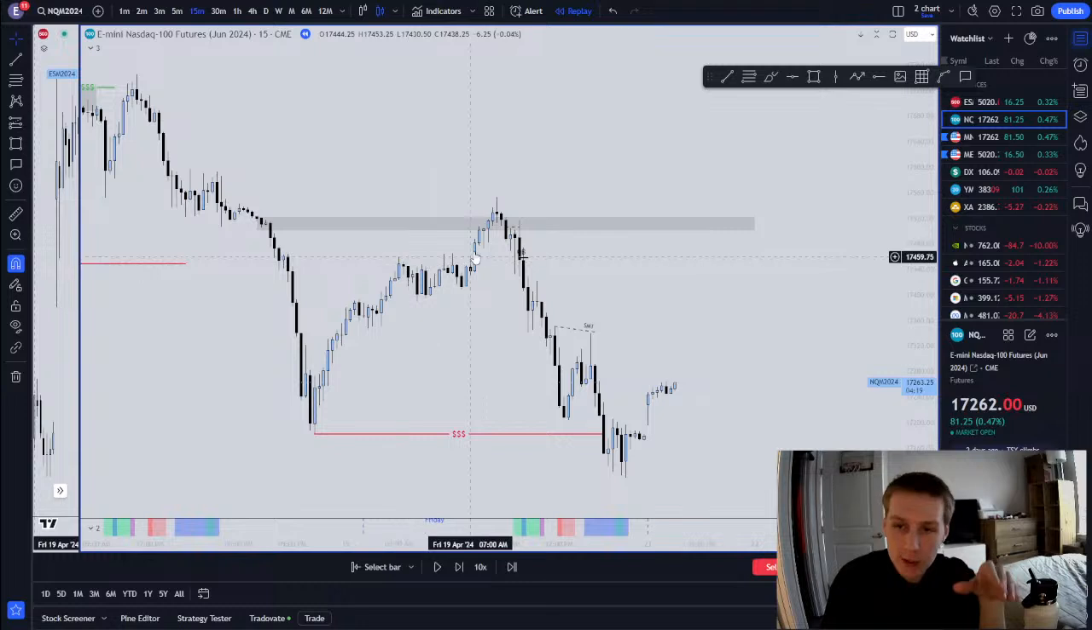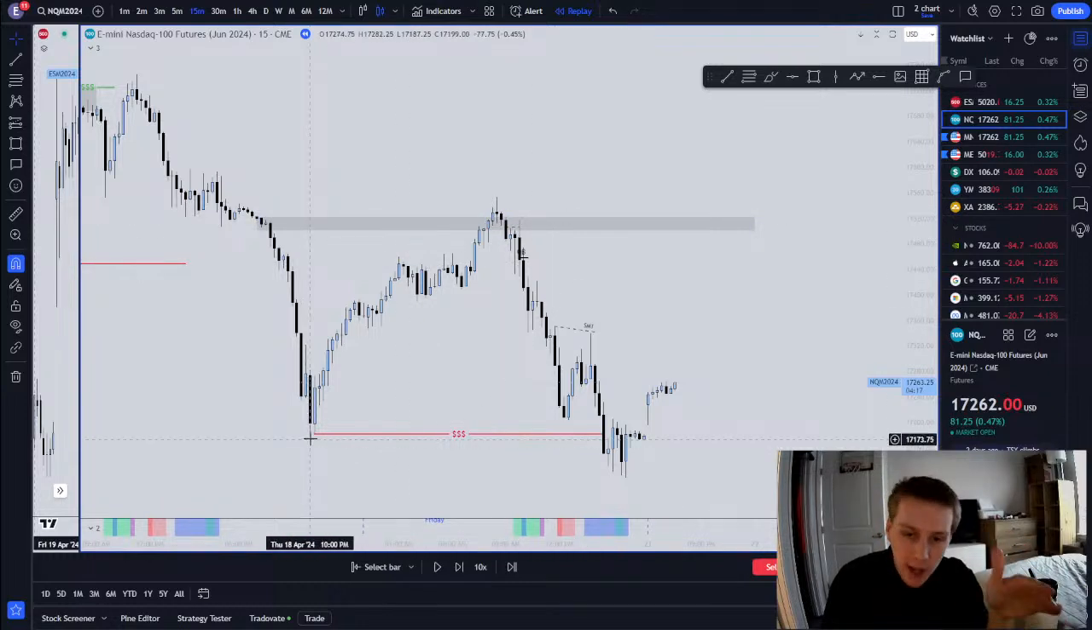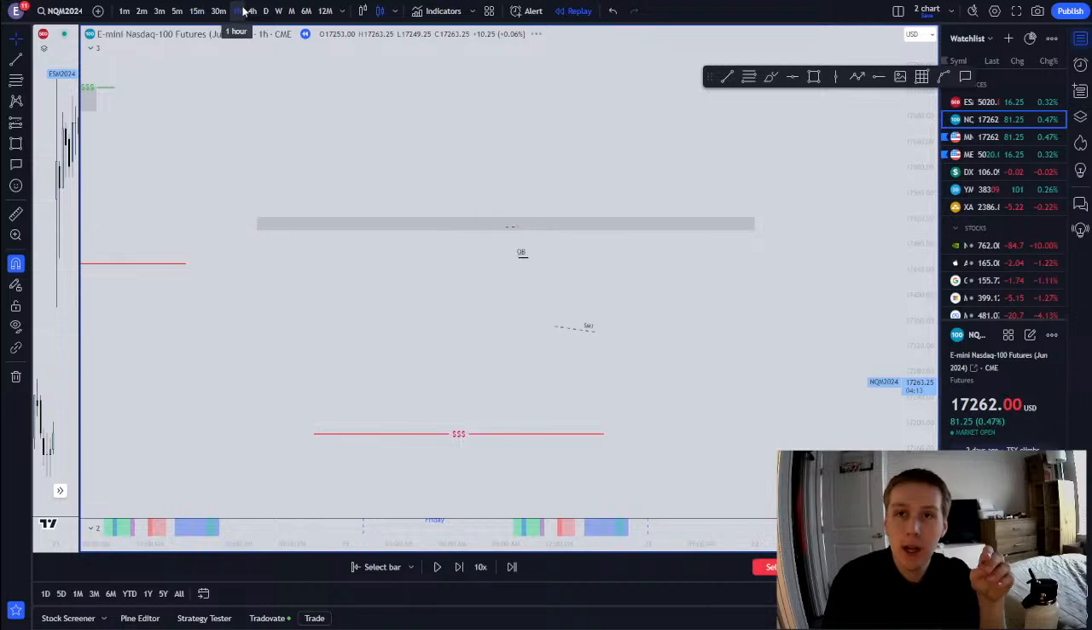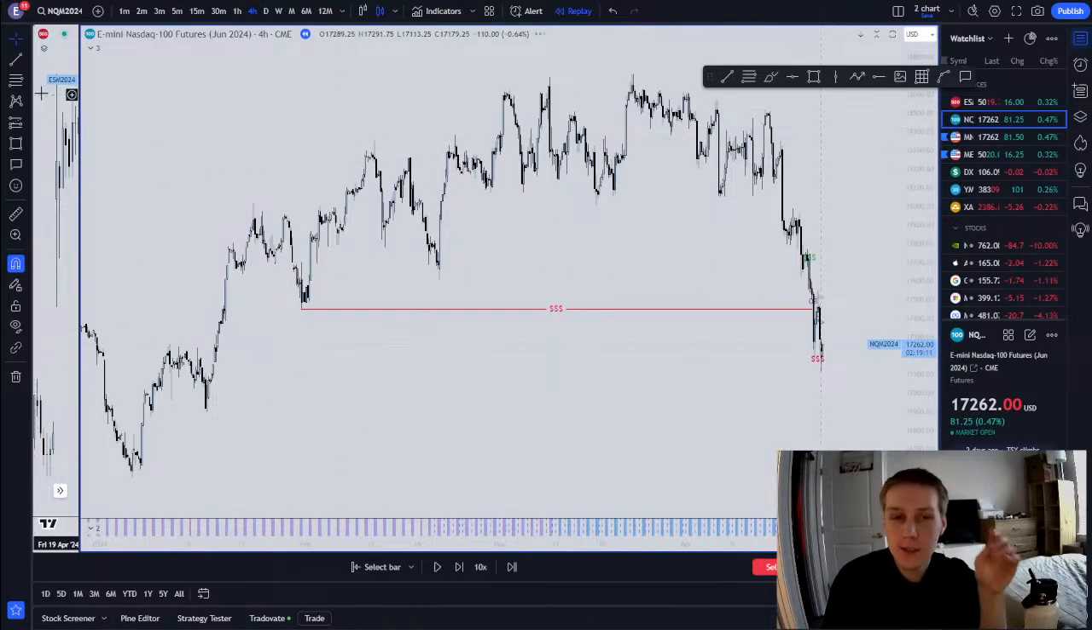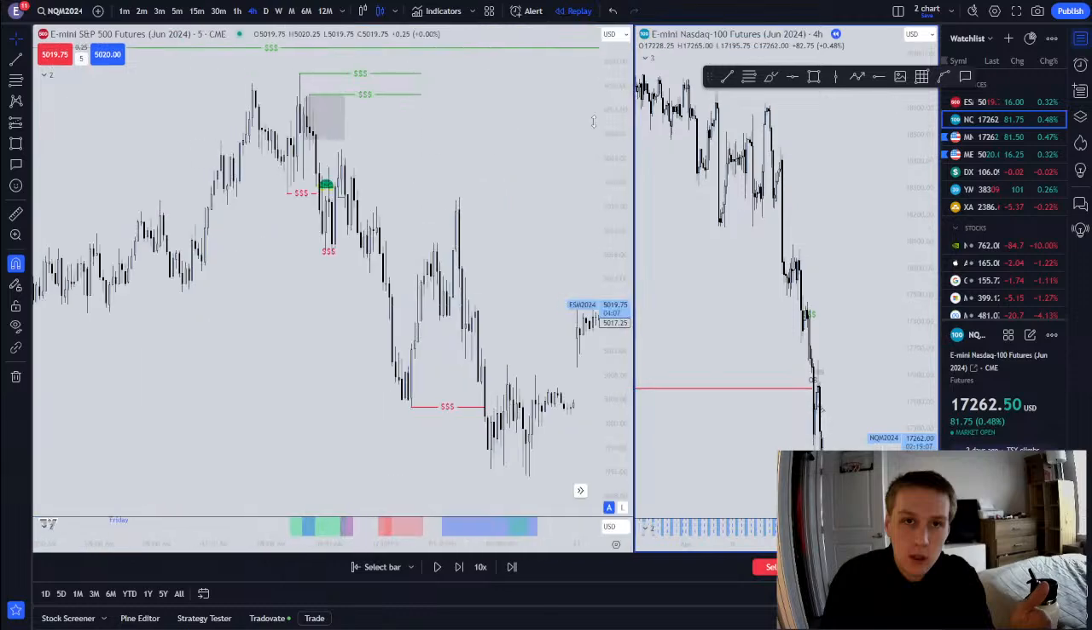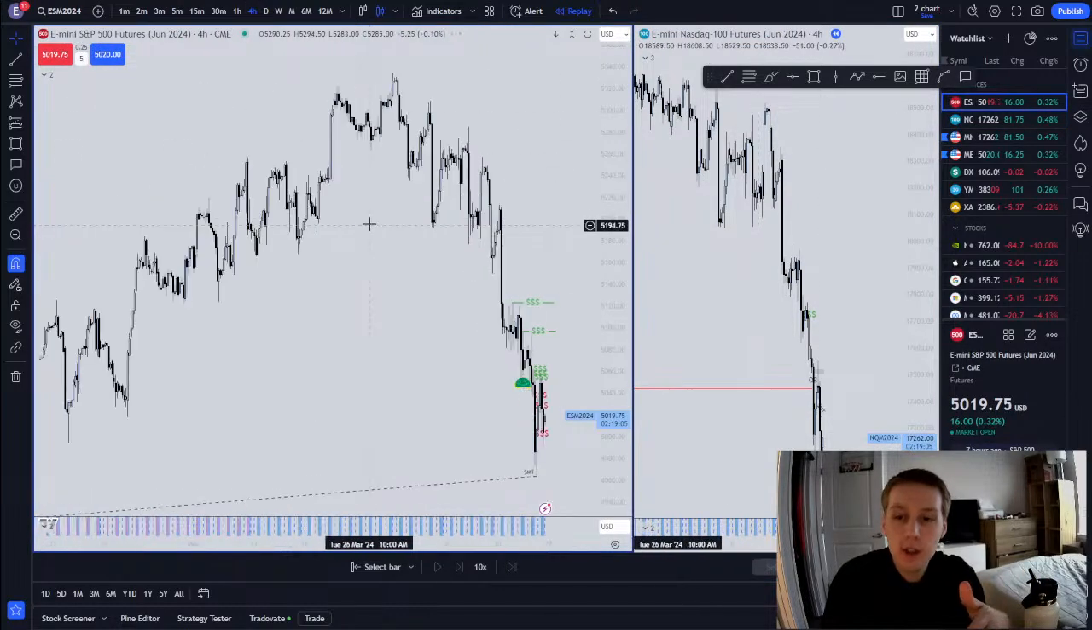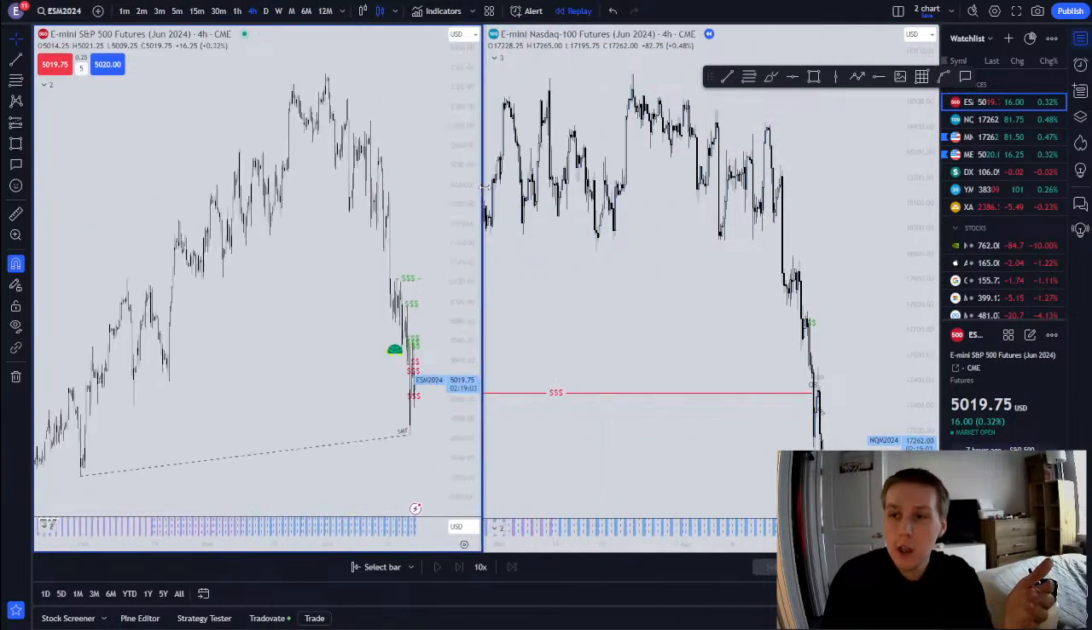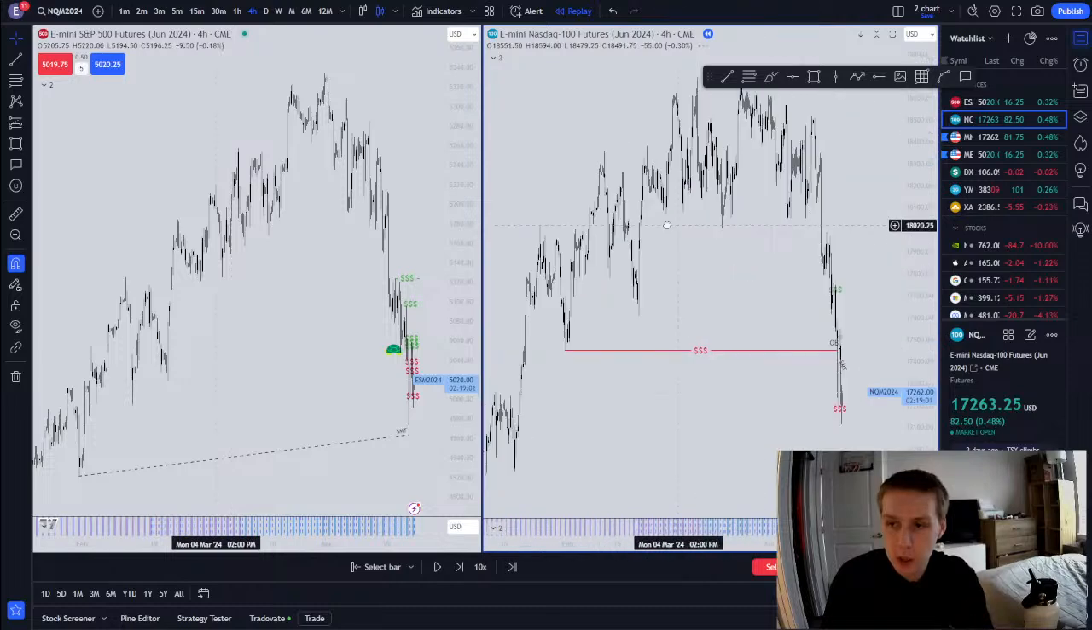We're going from internal range liquidity to external range liquidity. So that is what I'm looking at. That is what I saw. I didn't capitalize on it, but there's always ways you can improve as a trader. You're not going to catch every single fluctuation within the market.